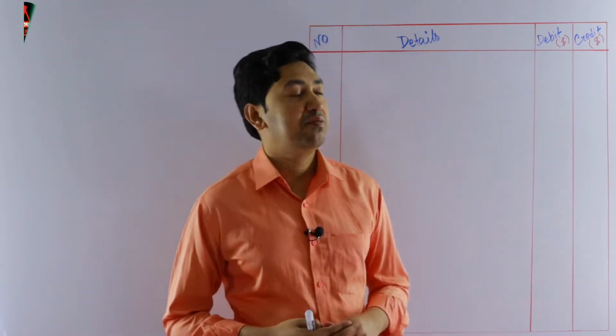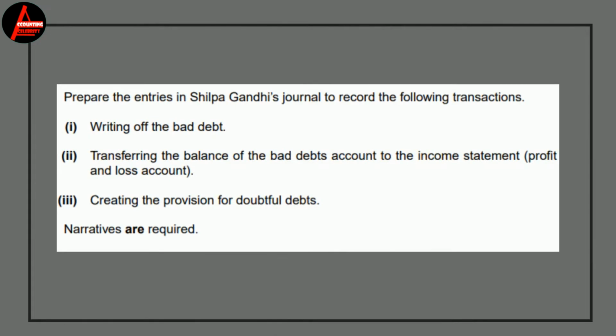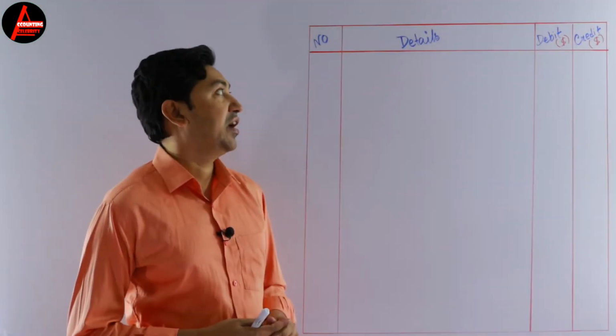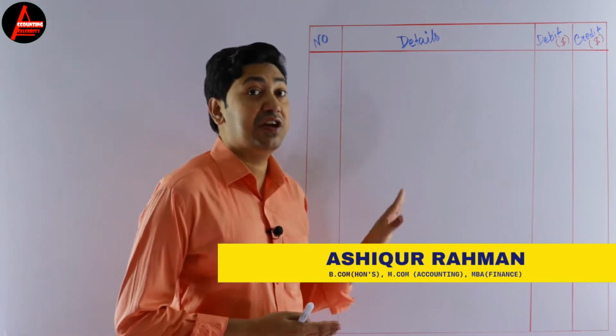So from this information, what is our requirement? Let us have a look at there once again. Prepare the entries in Shilpa Gandhi's journal to record the following transactions. Number 1, writing off the bad debts. Number 2, transfer the balances of the bad debts account to the income statement. Number 3, creating the provision for doubtful debt. So for these 3 transactions, we need to make journal entries here.